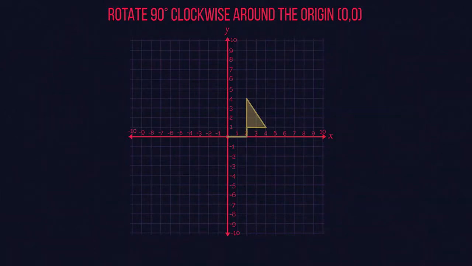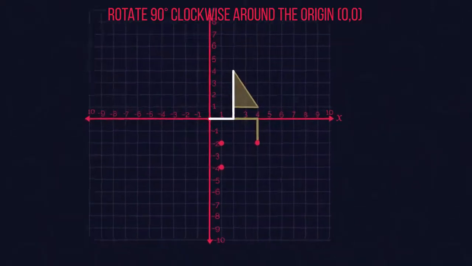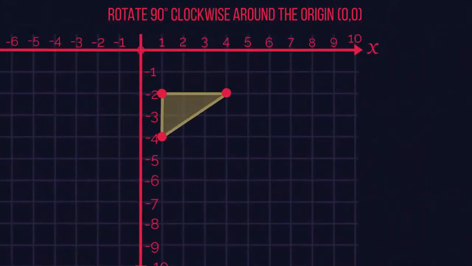To rotate something 90 degrees, there's a really great trick. Switch the number of squares along and the number of squares up or down around. So it was 2 along and 1 up. It's now going to be 1 along and 2 down. And then do the same for the other 2 corners. So 4 along and 1 up becomes 1 along and 4 down. And 2 along and 4 up becomes 4 along and 2 down. We have our triangle, so join up the points.